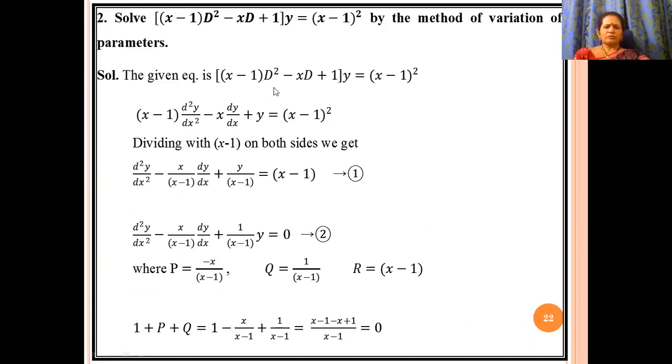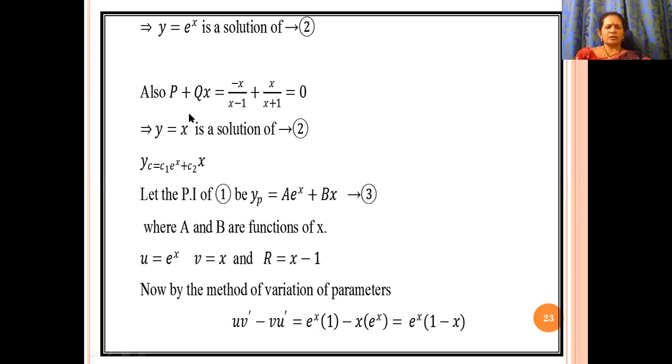Same. So first of all, write it in the operator form. Otherwise, directly keep it like this and divide throughout by x minus 1, because this is not in the standard form. Then compare this with the PQR general differential equation. Then use the inspection method. 1 plus P plus Q will give us 0. In the same way, here we will get the two complementary functions. This one also is satisfied. Then y is equal to x is another solution of equation 2. So using these two, we can write down the complementary function.